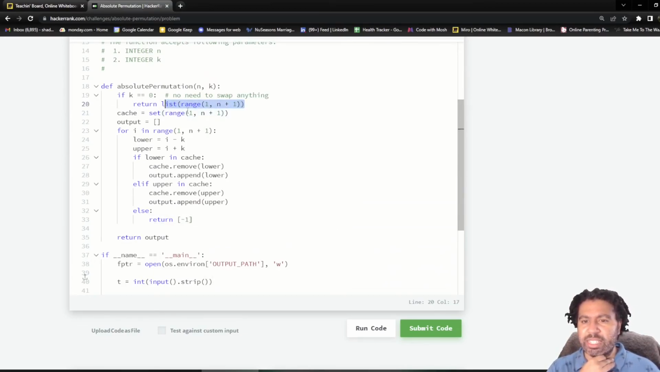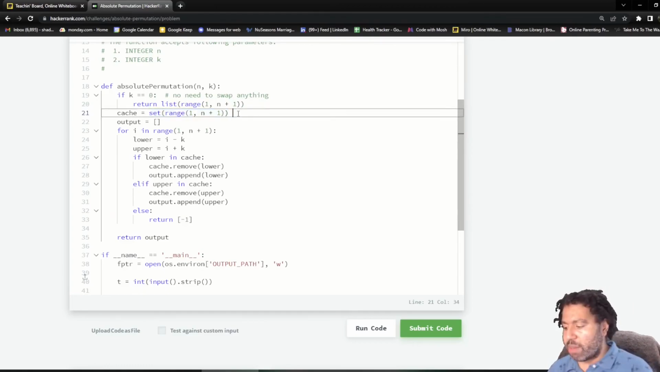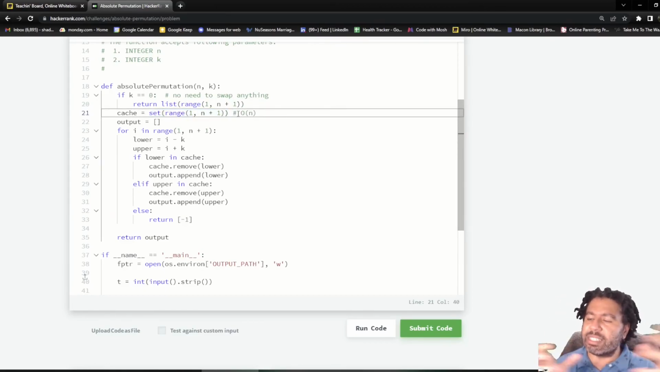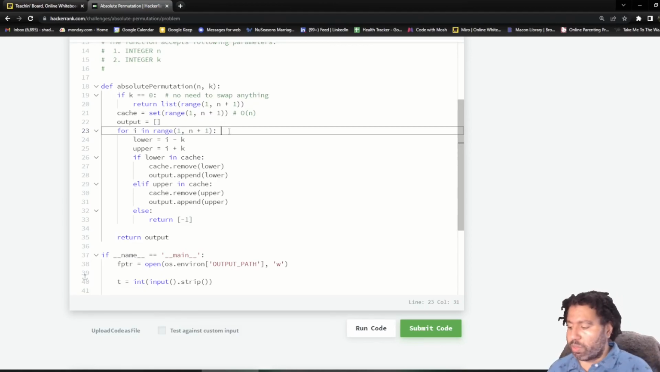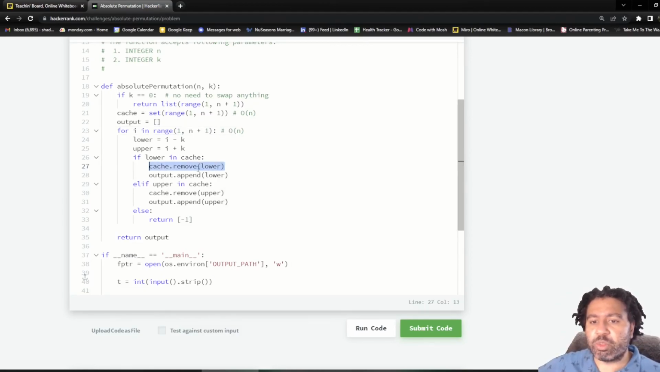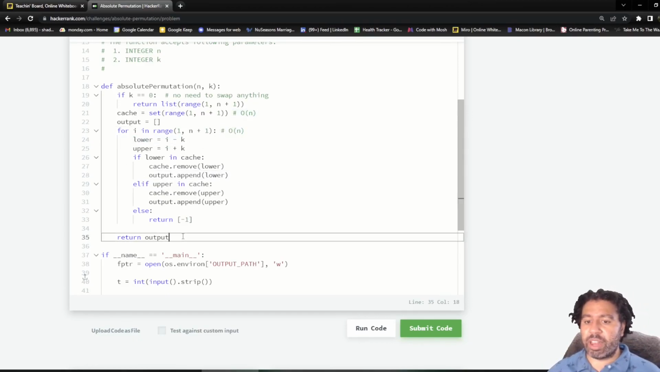Creating this list and this set, I'm going to include it for now, big O of N, because creating the range and creating a set is like inputting each one at a time. So there is something there. I'm also looping through the range here, so this is also big O of N. And these operations, removing and appending, are all constant time, so I don't need to worry about that. Pretty much everything here is constant time. So this is big O of N for the final total time complexity.